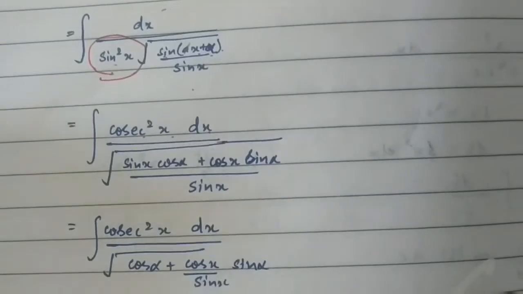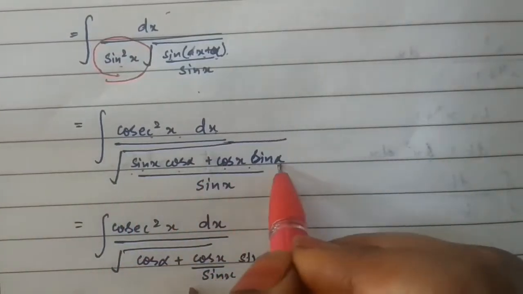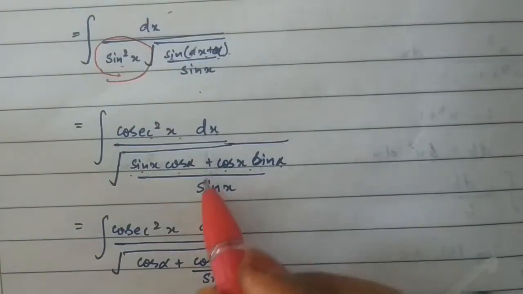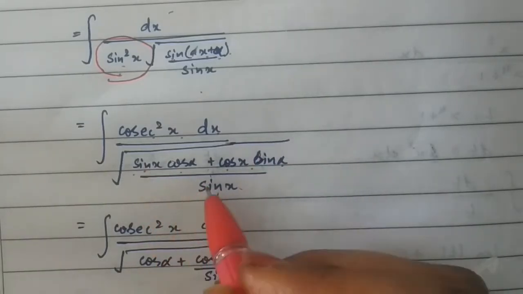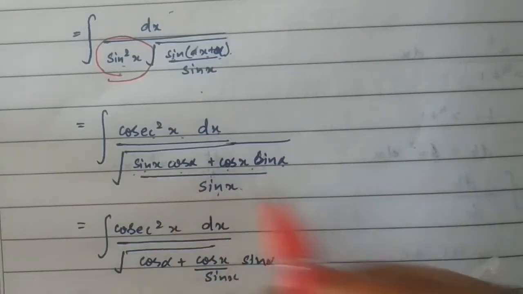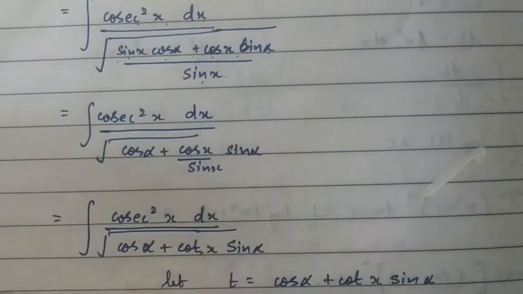Sin of x plus y can be written as sin x cos y plus cos x sin y. So by applying the formula, you will get sin x cos alpha plus cos x sin alpha divided by sin x. After that separate the terms, and when you simplify, sin x and sin x will get cancelled for this term. Cos x by sin x will become cot x. This is the final step.